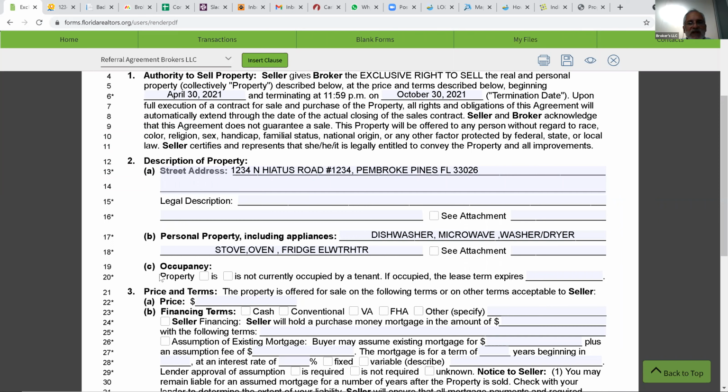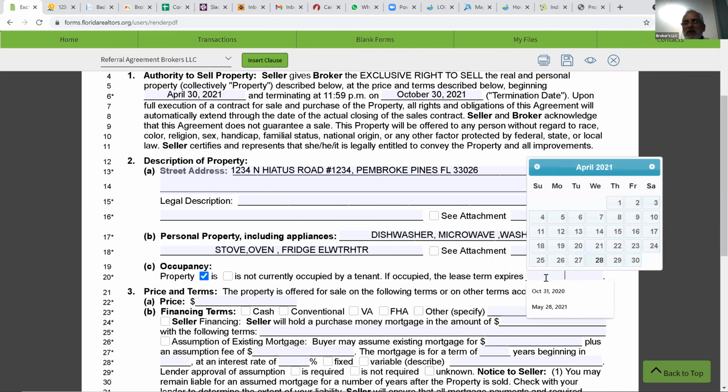2B is occupancy, if the property is occupied by a tenant, not by the owner. It's only if the property is occupied by a tenant. If it is, you have to get the information on the lease, because the lease is going to be transferring to the new buyer with all the obligations and rights, and also all the prepaid monies that the owner has from the tenant, like last month or security deposit or something like that.